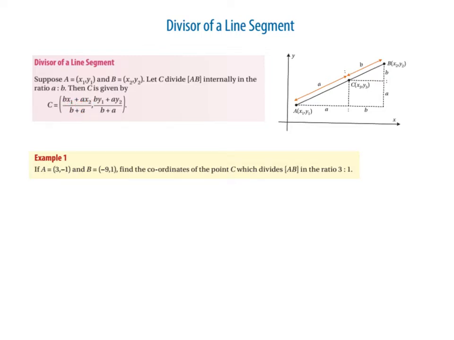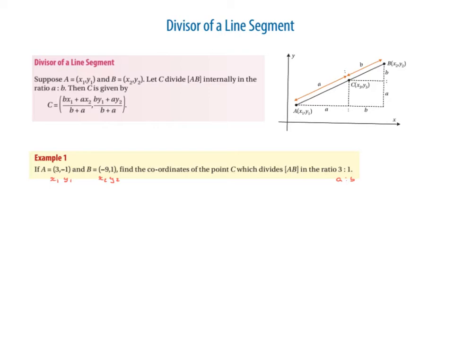And the y coordinate will be (b y1 + a y2) over (b + a). Okay, let's have a look at the example. It says if A is equal to (3, -1), B is equal to (-9, 1), find the coordinates of the point C which divides AB in the ratio 3 to 1. So the first thing we do is start labelling. I'm going to label this one x1, y1, this one x2, y2, and the ratio 3 to 1 is A to B.